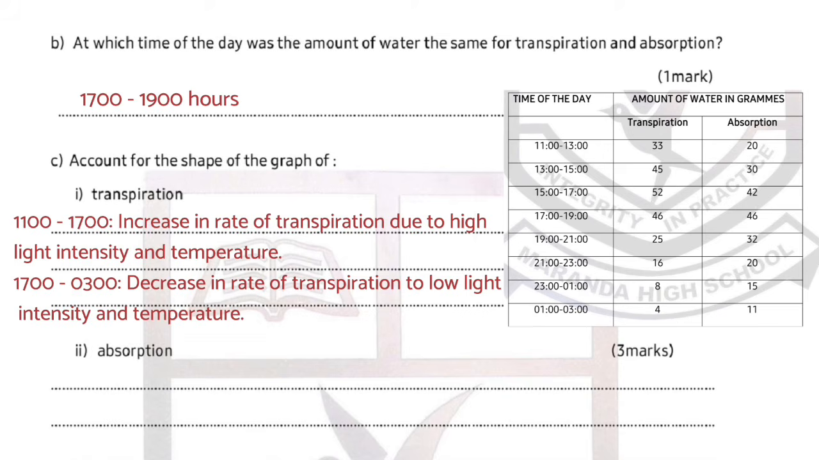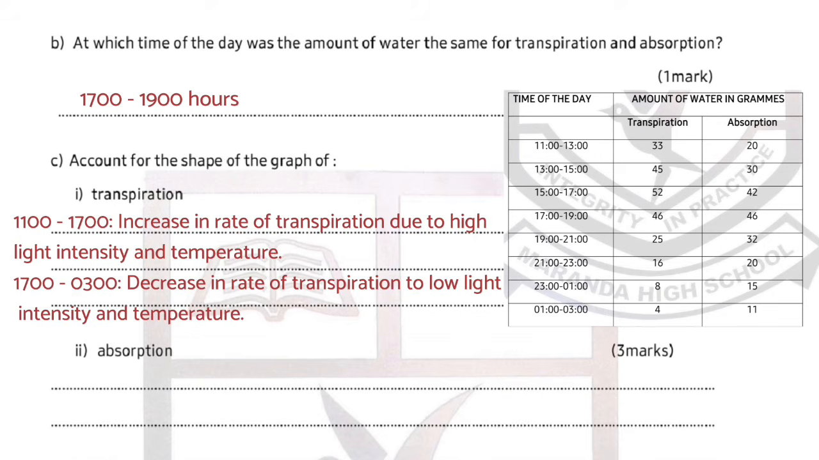Now, between 1700 to 0300 hours, this is from 5 p.m. in the evening to 3 a.m. in the morning, we are going to have a decrease in the rate of transpiration. Obvious, because we have low light intensities and also because we have low temperatures at night. So both of these factors cause a decrease in the rate of transpiration.